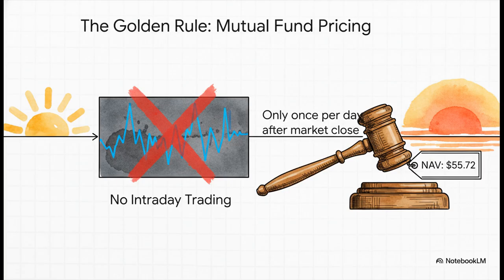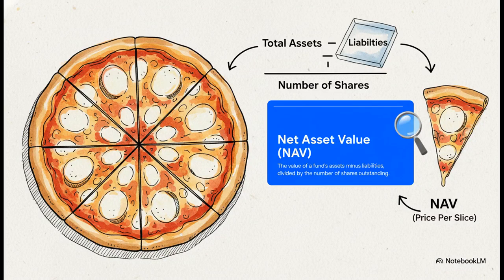This one rule leads to two very important and very testable concepts. First up is the net asset value, or NAV. That's the price. The easiest way to think about it is like a pizza. The NAV is just the price per slice. So you take the total value of the whole pizza, that's all the fund's assets, subtract the cost of the box, which are the liabilities, and then you just divide by the number of slices, or shares. That number you get, that's the NAV.